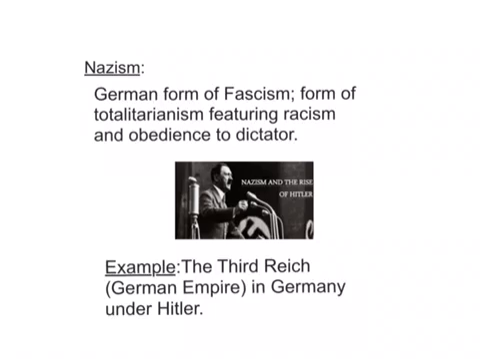Our first key term of this unit is Nazism. This is the German form of fascism, or a form of totalitarianism featuring racism and obedience to a dictator. The example of this is the Third Reich, which was the German Empire in Italy under Hitler. Make sure you're using this example or key terms in the far right-hand side of your vocabulary chart.